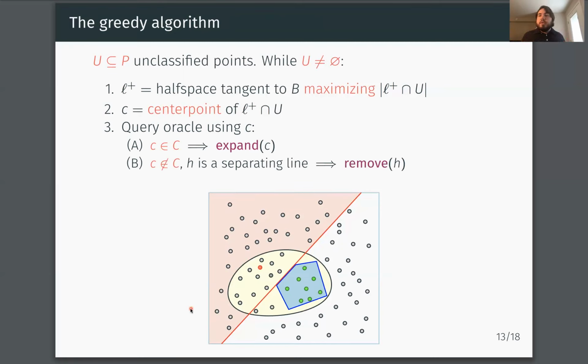If the center point C is outside the convex body, then we get a separating line H. What we can do is classify all points lying above H as outside C, since if C is outside the convex body, then all of the points on the same side of the half space as the center point are also outside the convex body. So in the scenario below, because the center point's inside, we would expand the inner approximation like so. And in addition, we classify 2 extra points in this case.